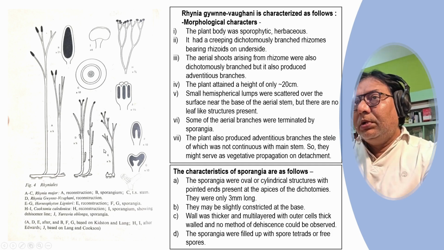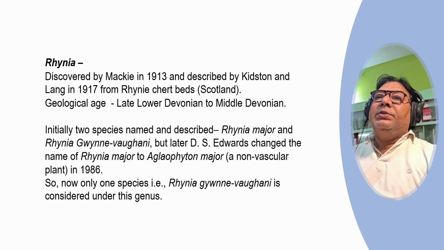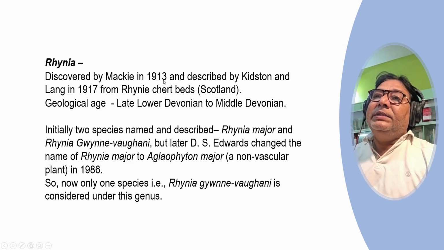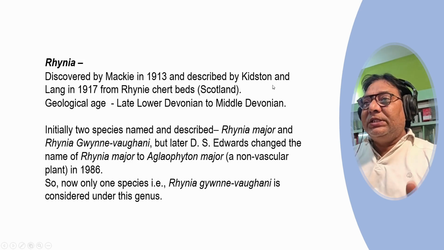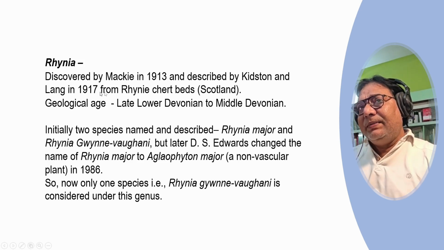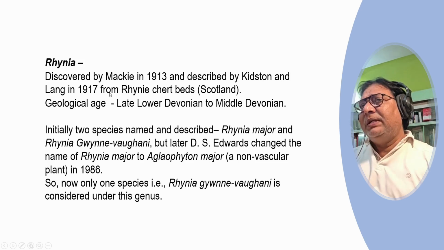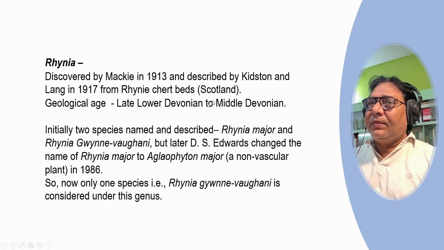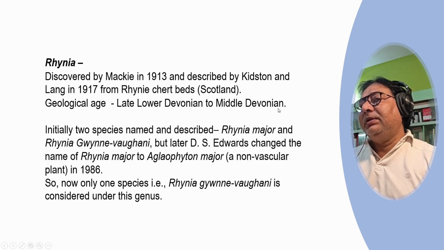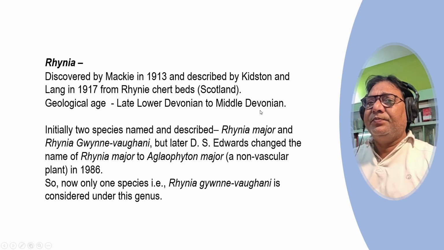So let me go to this one. When was this plant discovered? In 1913, discovered by Mackie, but described by Kidston and Lang in 1917. So Kidston and Lang are given credit for describing Rhynia major as well as Rhynia gwynne-vaughanii. It was found in the Rhynie chert beds of Scotland. Geological age was late Lower Devonian to Middle Devonian, approximately Middle Devonian.